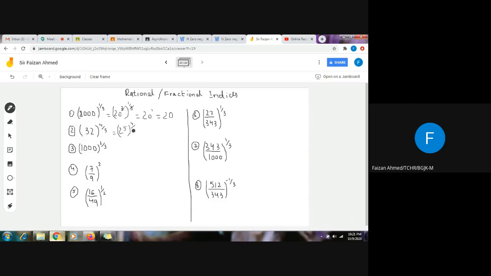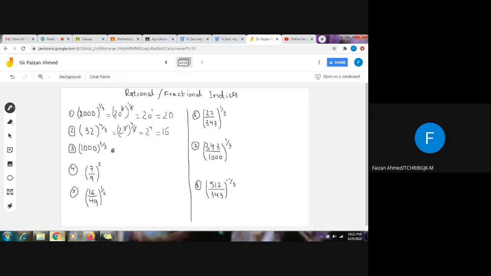And what will happen next? You know this 5 and this 5 will get cancelled out, and the remaining will be 2 to the power 4. And 2 to the power 4 means 2 multiplied by 2 is 4, 4 multiplied by 2 is 8, and 8 multiplied by 2 is 16. So my answer is 16.